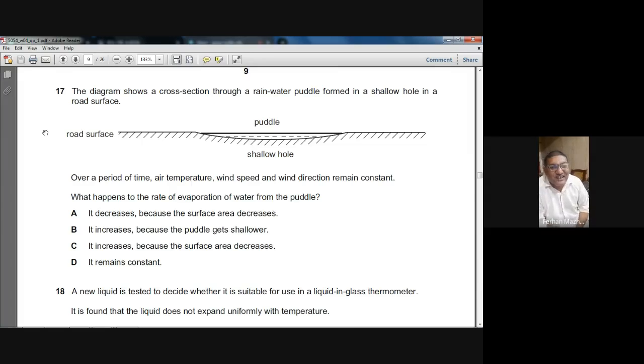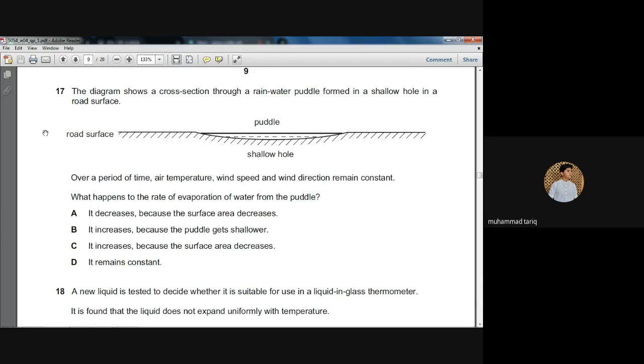I think we have done this question in class also. What will happen to the rate of evaporation? Remain constant. The rate of evaporation will remain constant. Why? Because the factors are also constant. The one factor which you are not considering is the surface area of the water. When the water evaporates, the level of the water in the shallow hole will go down. So when it goes down, the surface area of the water will decrease. If the surface area of the water decreases, what will happen to the rate of evaporation?